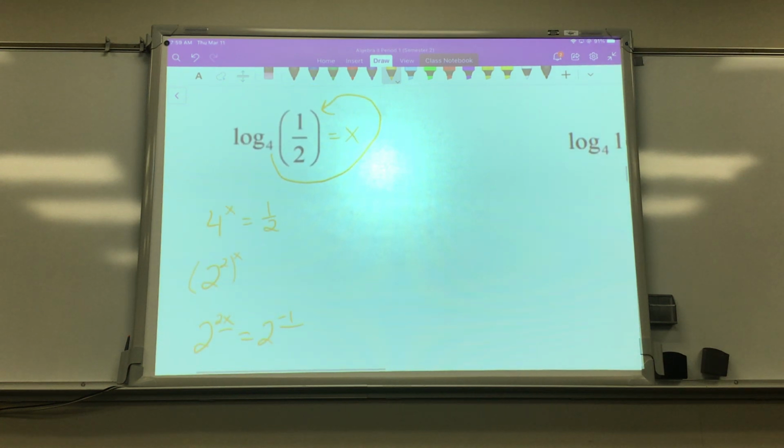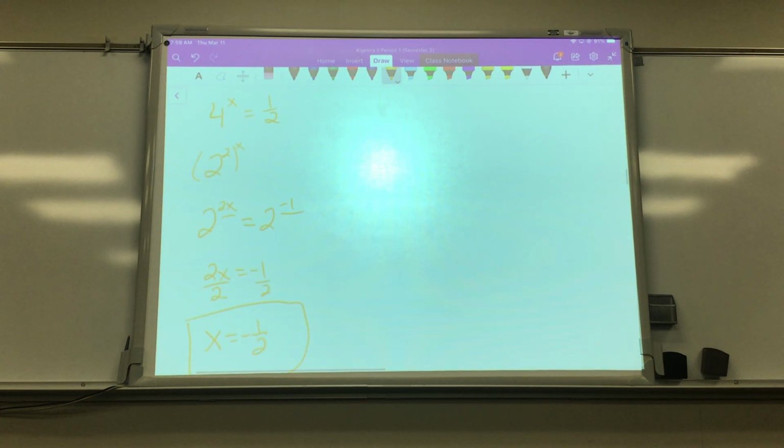Okay, so log base 4 of 1/2 is negative 1/2. Again, set it equal to x. Rewrite. 4 to the x is equal to 16 to the x. 2 to the 2x. We said 2 to the 4th is 16, right? So 2 to the 4x. So 2x is equal to 4x.